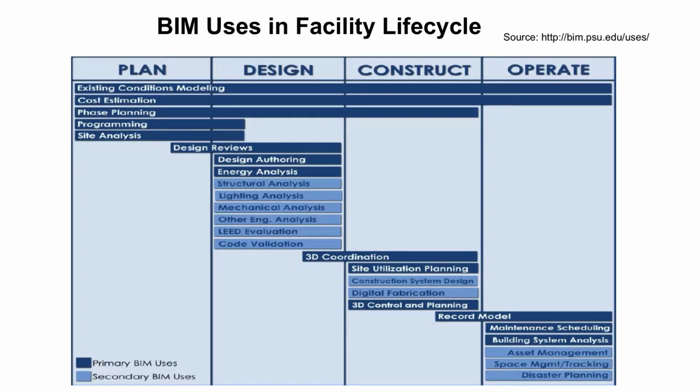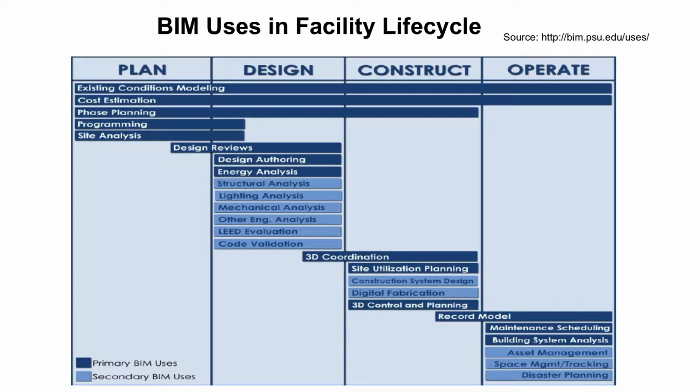From the figure, we can see 25 key BIM uses across the life cycle, with 14 primary ones and 11 secondary ones. In this course, besides basic BIM modeling for getting needed BIM models ready for further applications, we will focus on 3 BIM applications.